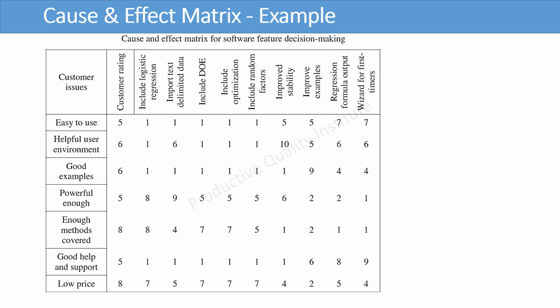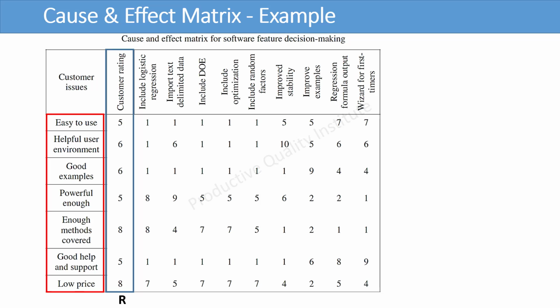The 7 customer issues were easy to use, helpful user environment, good examples, powerful enough methods covered, good help and support, and low price. Each issue has a customer rating. They have been listed in order as the issues. The customer ratings form the vector R.